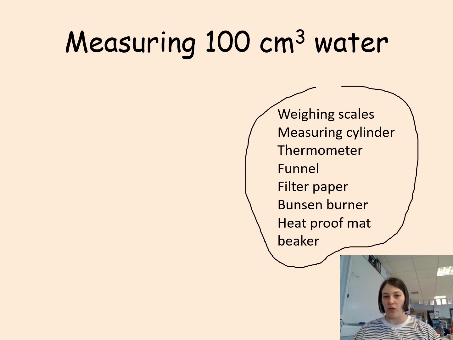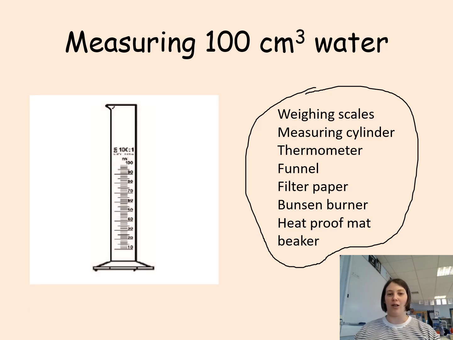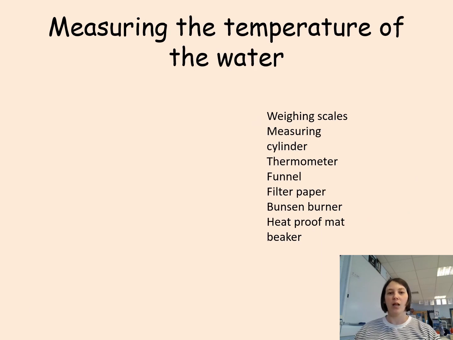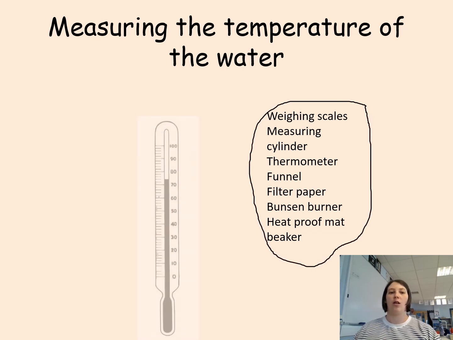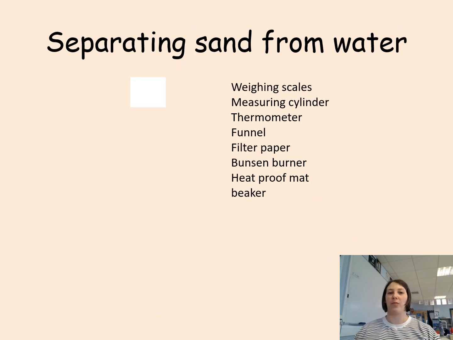Next one, measuring 100 centimeters cubed of water. Which one of these bits of equipment would you use? That's right, a measuring cylinder. Well done. Measuring the temperature of water. Again, which one of these bits of equipment would you use? A thermometer, that's right, well done.